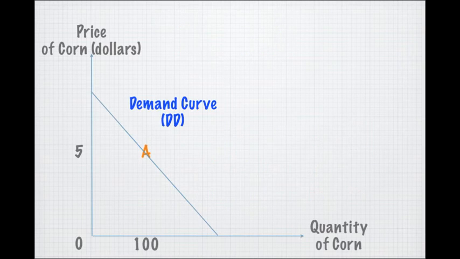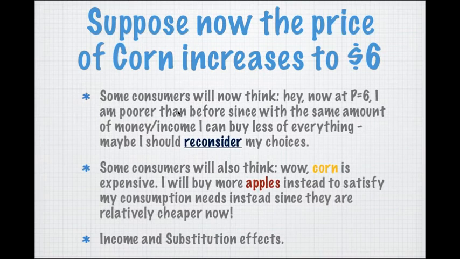Let us go back to the demand curve again. If you observe this demand curve, at the price level of $5 for corn, the quantity demanded for corn is 100. Let us now do a hypothetical thought experiment. Suppose the price of corn increases to $6. At $6, some consumers will think to themselves, hey, now I am poorer than before, since with the same amount of money or income, I can buy less of everything.